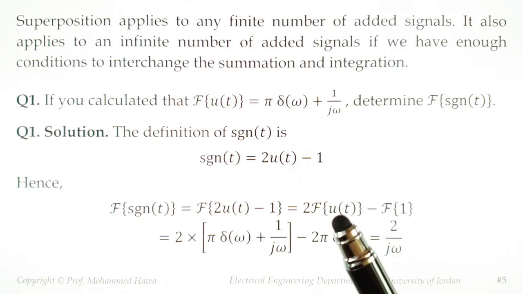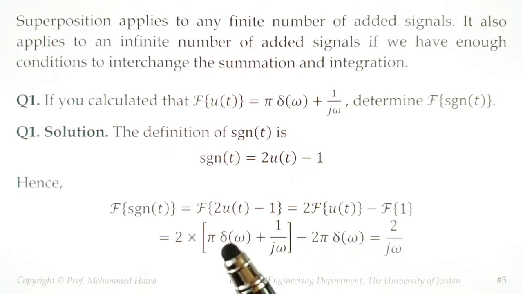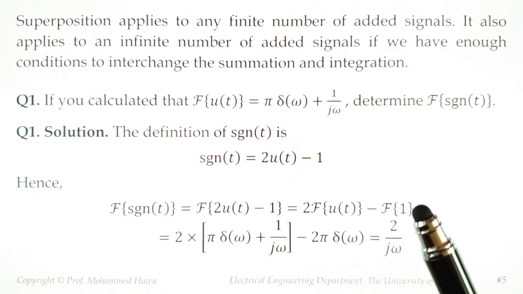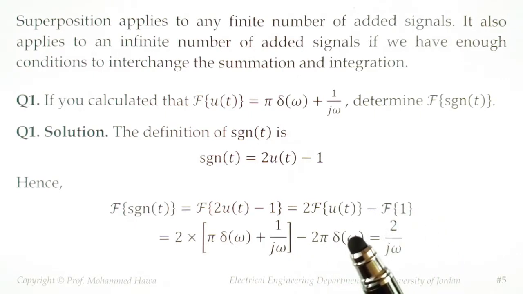But the Fourier transform of the unit step function is pi delta of omega plus 1 over j omega, and the Fourier transform of 1 is 2 pi delta of omega. This 2 multiplied by pi multiplied by delta cancels out with 2 pi delta, and I'm left with 2 multiplied by 1 over j omega, which is 2 over j omega. Notice here I did not need any integration. I just used the property I memorized to get the answer so quickly.